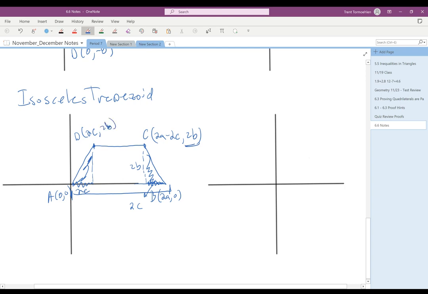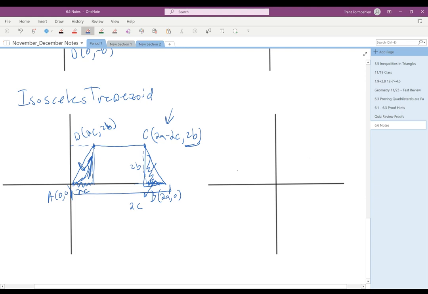The other way you could have done this is you could have let this be the 2c. And then this distance here would be 2a minus 2c. That would work as well. But either one of these works as your coordinates of the vertices of an isosceles trapezoid. And again, it's easier because we know that this is equal to this, and so we just create congruent right triangles to find those points.